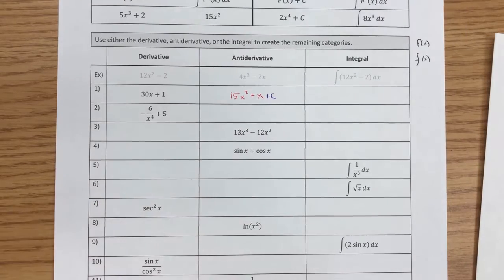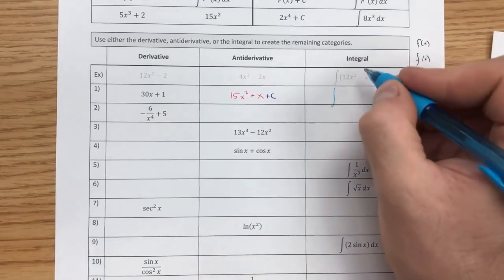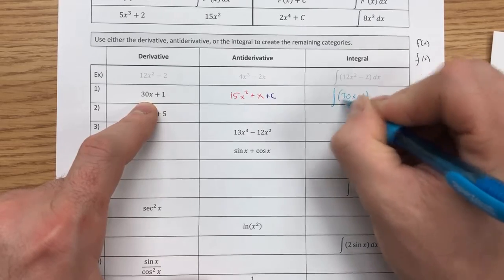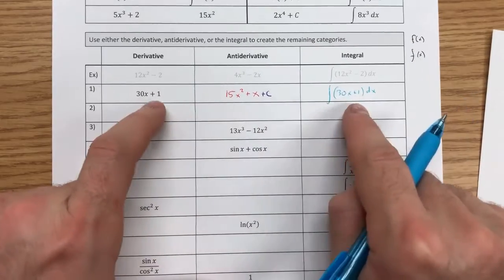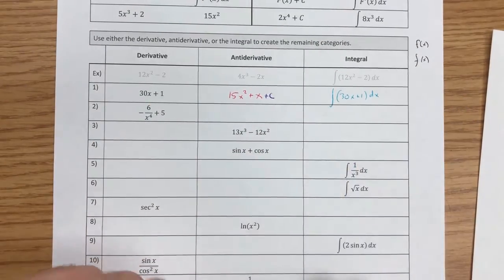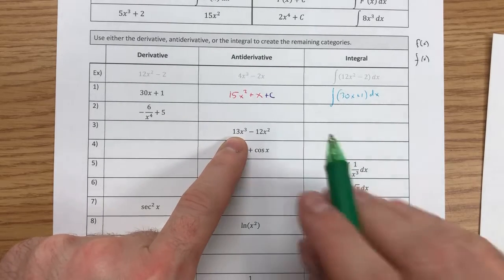And the next thing is if I take this and write this in integral notation, let's do this in blue. I'm going to say, okay, my integral is going to be 30x plus 1 dx. Integral notation and the derivative are in essence the same thing. Not a big deal. If you're given the antiderivative, the process is a little more straightforward.